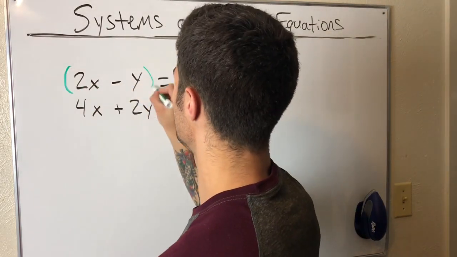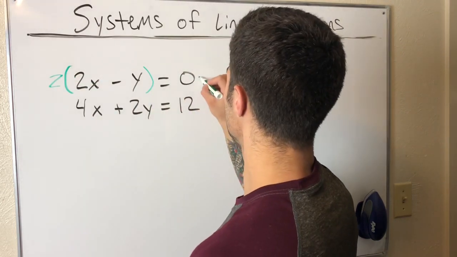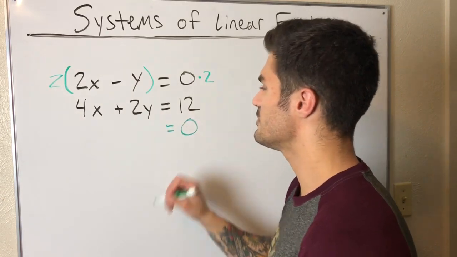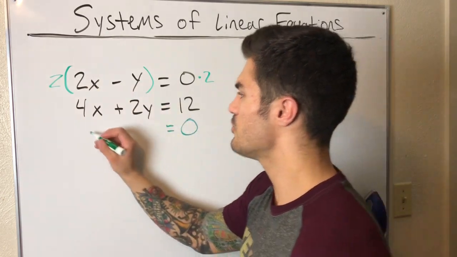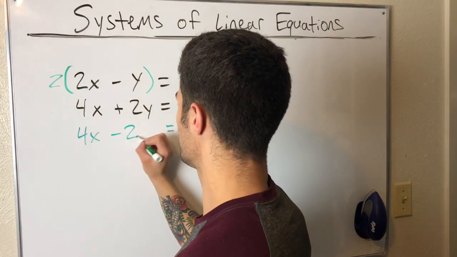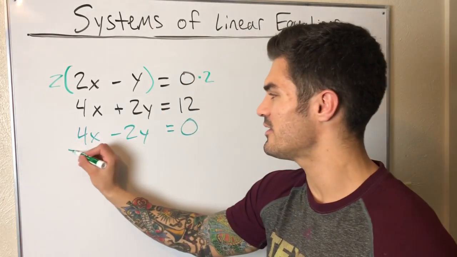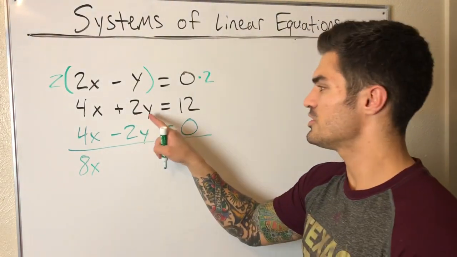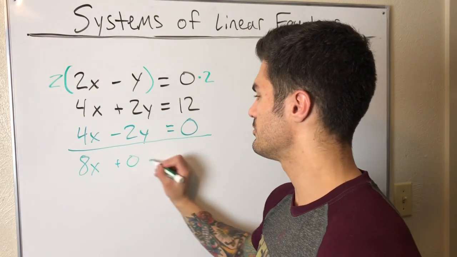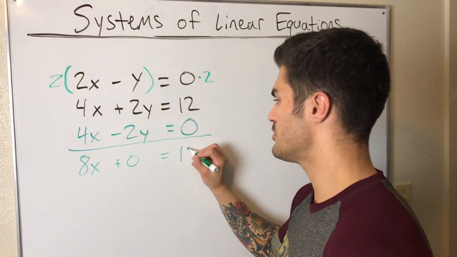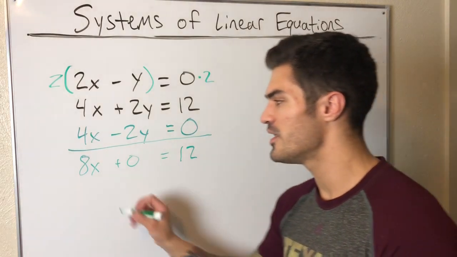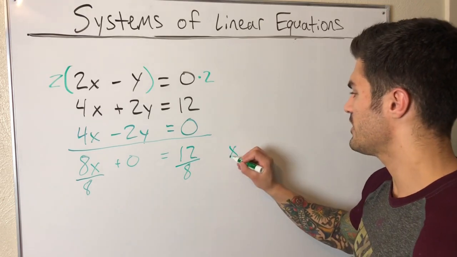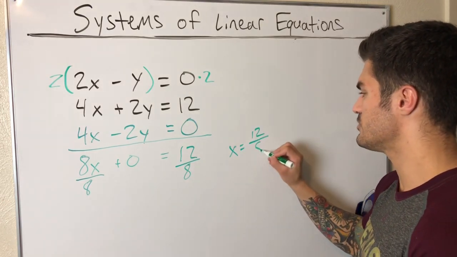I'm going to multiply both sides by 2. And again, 0 times 2 is still just 0. So I'm going to rewrite my new equation down here. 0. Here I got 4x minus 2y. Now I can add these down, right? 4x plus 4x, that's 8x. Plus 2y minus 2y, that's 0. Equals 12 plus 0, that's 12. So now I have 8x equals 12. I can divide both sides by 8, and that will give me the x by itself. So I have x equals 12 over 8 as my solution for x.